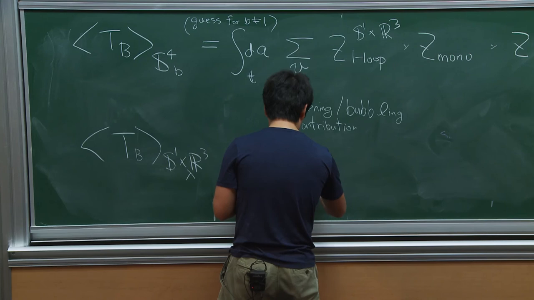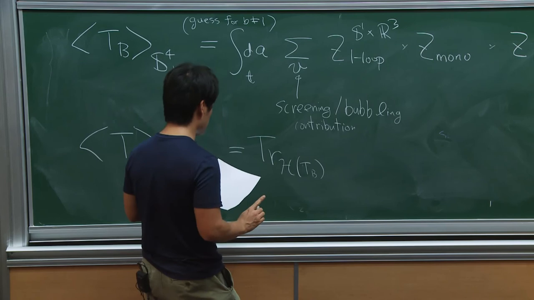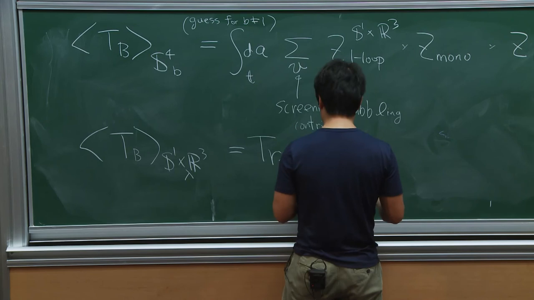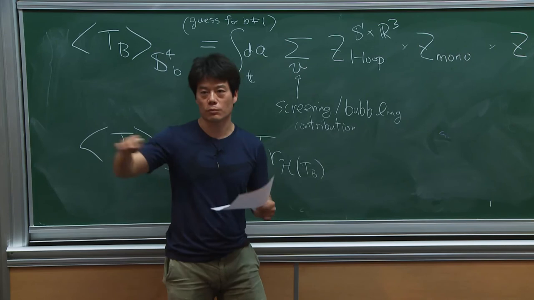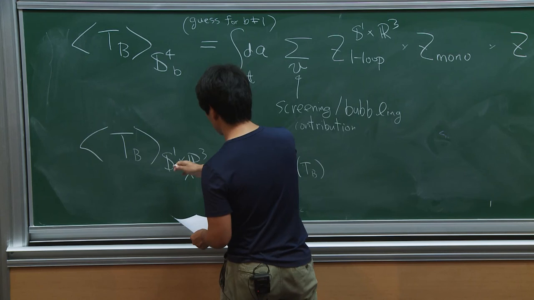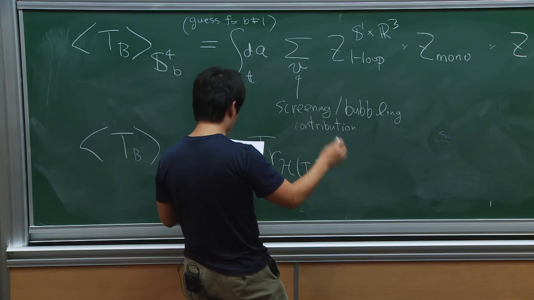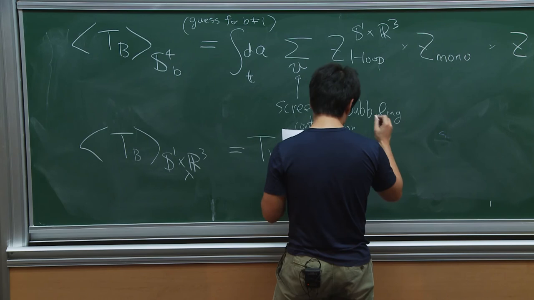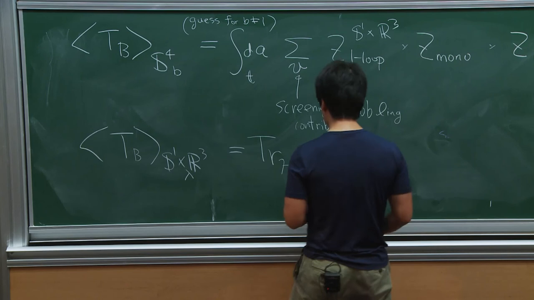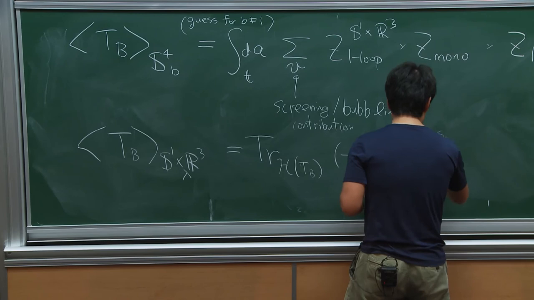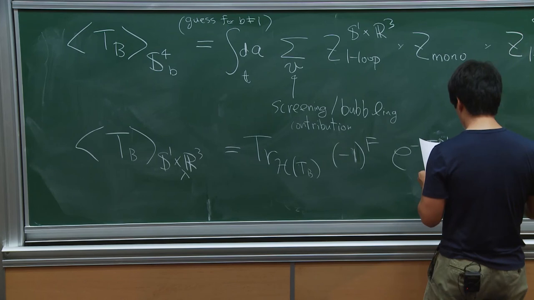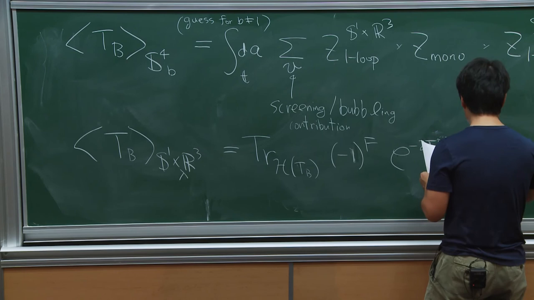Yeah, maybe I should have emphasized this also. The line operator is inserted along the time direction, so that is different from 't Hooft's case. For 't Hooft, loop operators were in the spatial direction, but now I'm considering a line operator along the time direction, which is this one. Such a line operator modifies the Hilbert space. So it is not an operator that acts on the Hilbert space, but it rather changes the Hilbert space. And we take the trace there. So the path integral we are considering can be interpreted as a supersymmetric trace.